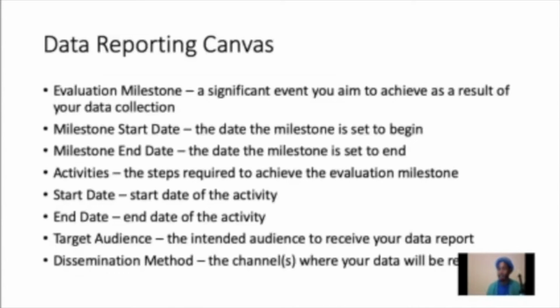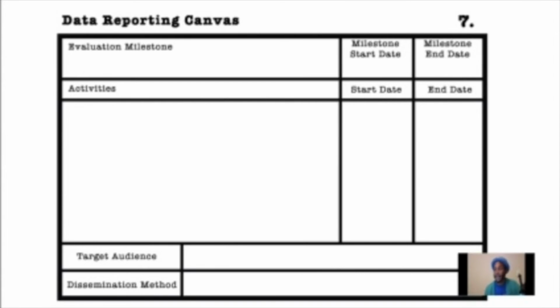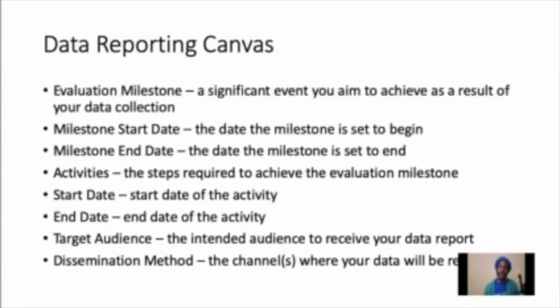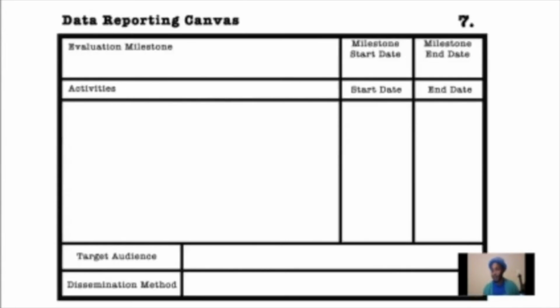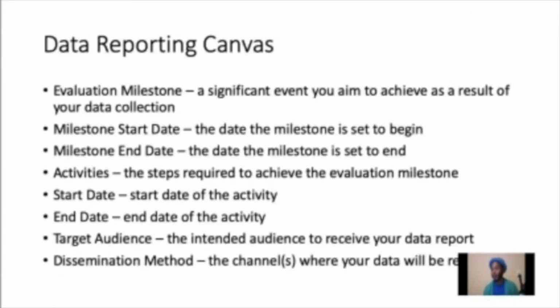Activities. Based on your milestone, what are the steps required to achieve that milestone? What are all the incremental steps that need to take place to make sure that you move towards success of your milestone? And in similar fashion, what are the start and end dates associated with those? And then last but not least on our data reporting canvas is our target audience and our dissemination method. Who are we targeting, and in what way or what channels will we be disseminating this information?